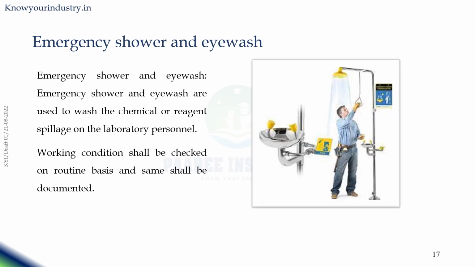The wet lab in an analytical laboratory generally has an emergency shower and eye wash for safety purposes. In case an acid or a solvent is spilled on your body or in your face, the emergency shower or eye wash is used to remove the spilled solvent or material from your body parts. The emergency shower and eye wash are used to wash chemical or reagent spillage off laboratory personnel. The working condition of these will be checked on a routine basis and shall be documented.